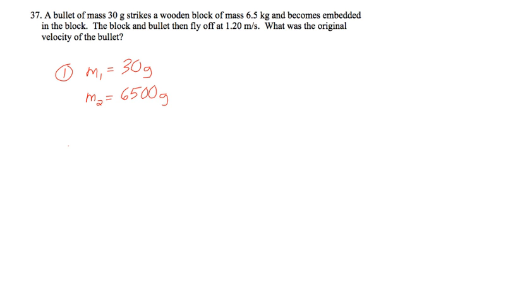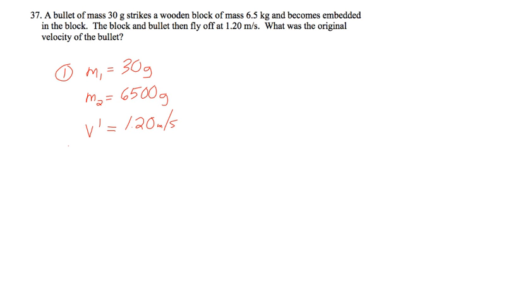Becomes embedded in the block. The block and the bullet fly off at 1.20 meters per second. So that means after the collision, they do that. So that's the common velocity that the bullet and the block are going to have. So I don't have a V1 prime and a V2 prime. I just have a common V prime, because they're both going to have the same thing. So that number was given as 1.20 meters per second.